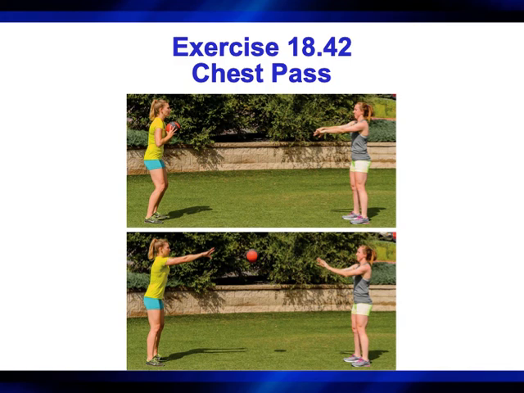As you can see in this example, when you catch the ball, your hands are out, and this allows for the eccentric, where you're lengthening the chest muscles, followed by the amortization phase, which you want to minimize, and then you're doing the concentric contraction, where you're contracting the agonist muscles, which in this case would be the chest muscles.